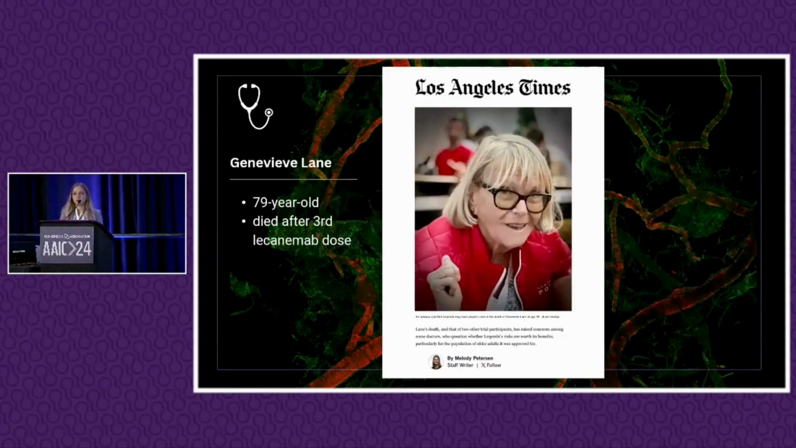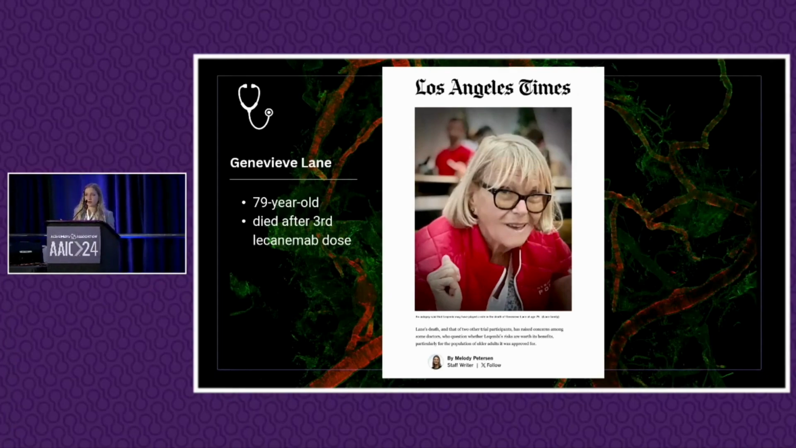So first, a little bit about the patient. Genevieve Lane was a 79-year-old woman. She was enrolled in phase 3 clinical trial of Lecanemab, and after each infusion, she developed severe headaches that sent her to bed. And after the third one, she went to the hospital and died after 5 days. And let's look at her brain.